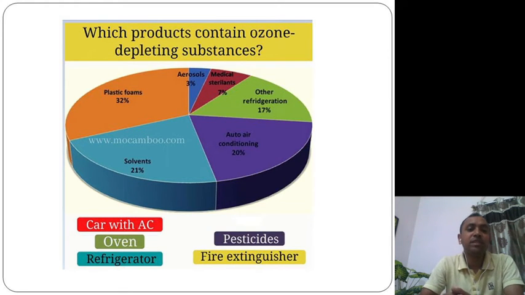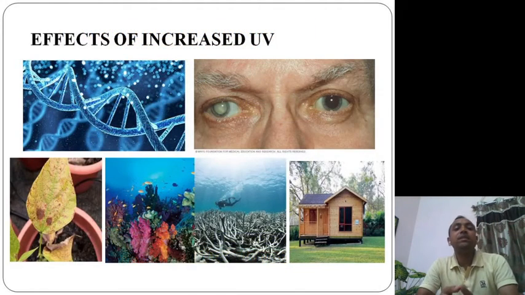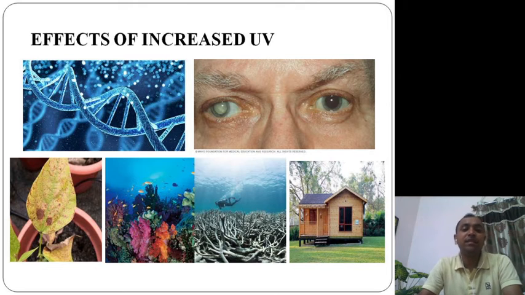Now, which products contain ozone depleting substances? You see plastic foams contribute 32%, then aerosol 3%. Besides this, medical sterilants, then other refrigeration 17%, auto air conditioning 20%, and solvents 21%. Cars with AC are one of the major sources of these ozone depleting substances, to be precise chlorofluorocarbon. Then oven, refrigerator, pesticides, and when we talk about aerosols, mostly we'll talk about fire extinguishers.